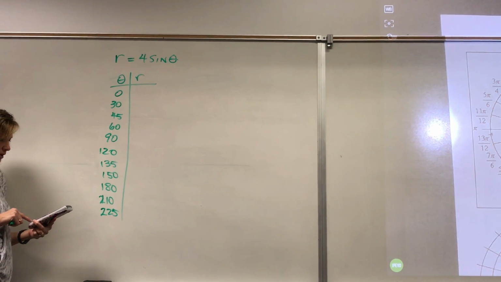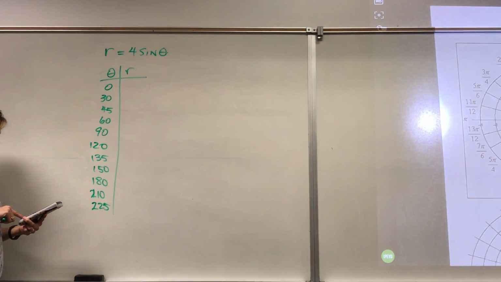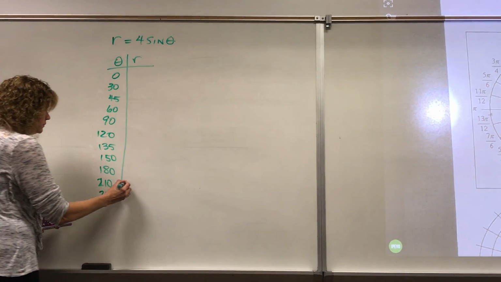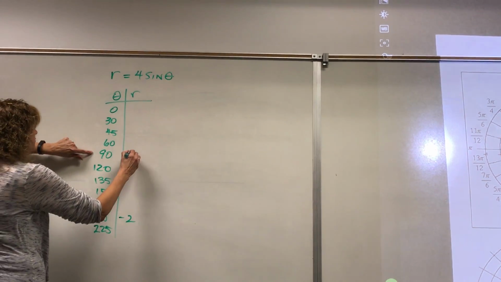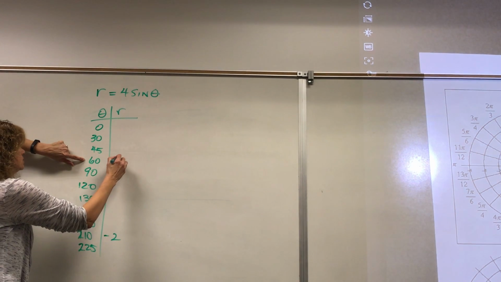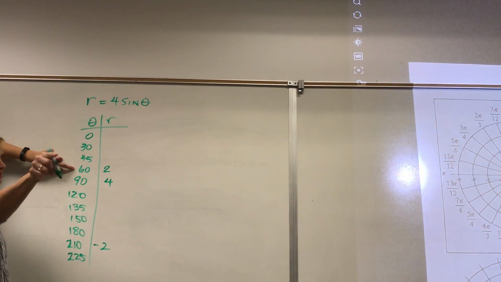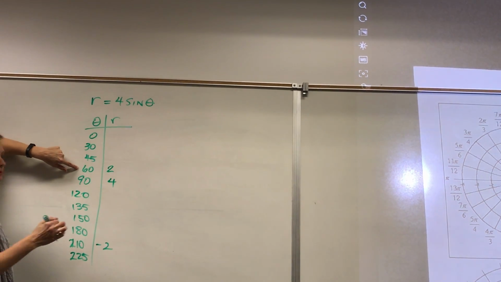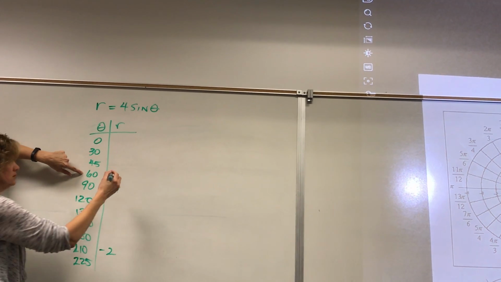All right, so when you get your answer, 90 is 4. 60 is 2 root 3. Put your calculator in decimal mode. 3.46.